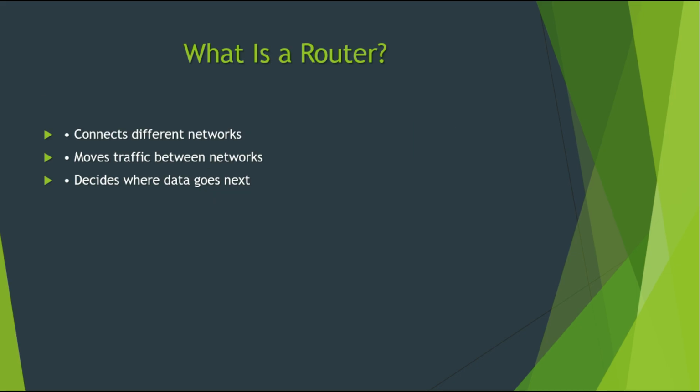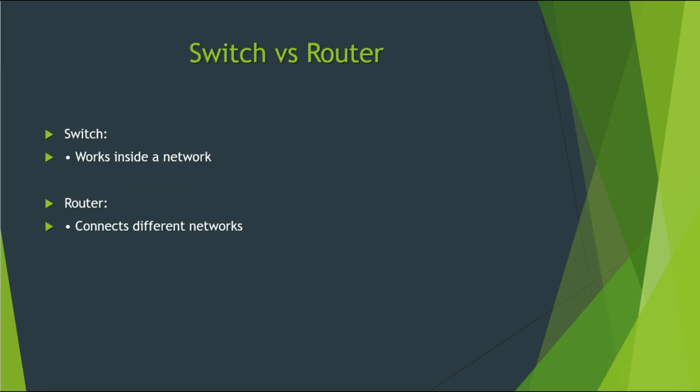So let's get started. What is a router? At its core, a router is a device that moves traffic from one network to another. If you have perhaps your home network or the company network or any source of internet, a router is basically what connects those networks together. And unlike a switch, which works inside a network, a router's job is to move traffic between networks.